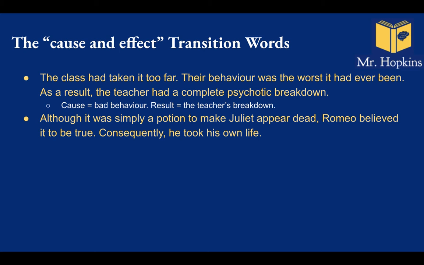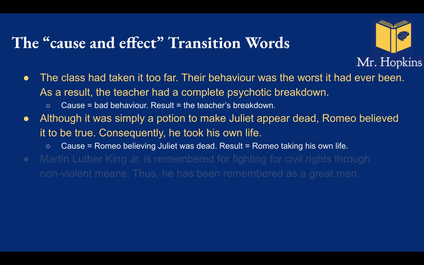Although it was simply a potion to make Juliet appear dead, Romeo believed her to be dead. Consequently, he took his own life. The cause, Romeo believes Juliet's dead. The result, the effect, he took his own life.